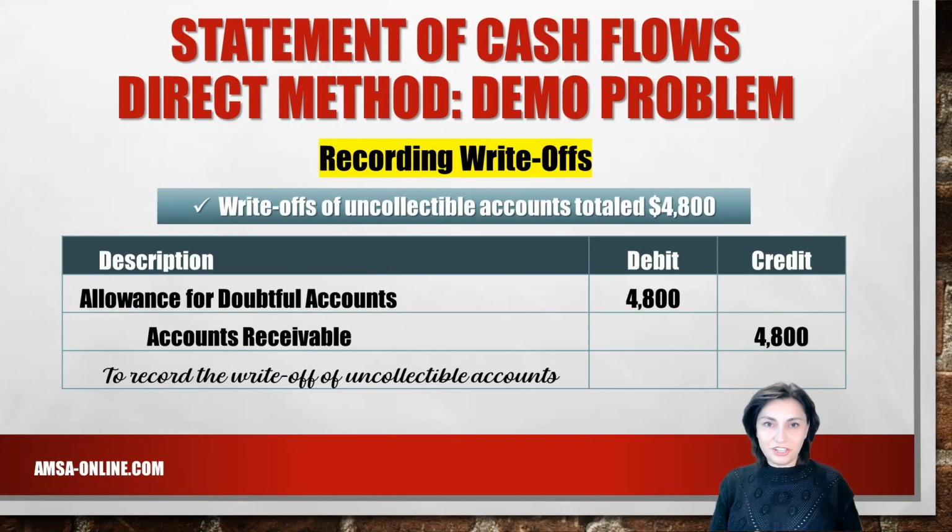When it becomes clear that the account is uncollectible, the entry to record it is to debit or decrease the allowance account and credit or decrease the accounts receivable account. In our example, the write-off is $4,800. Let's get back to our example and look at the changes in the accounts receivable account.